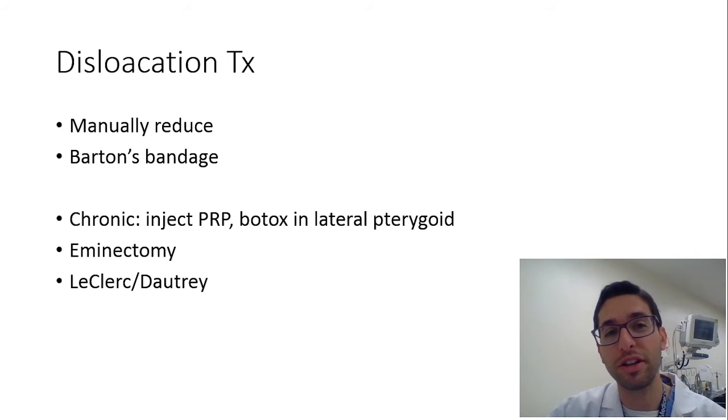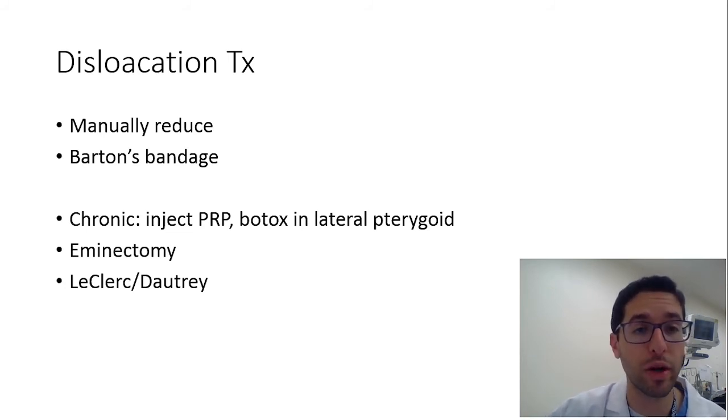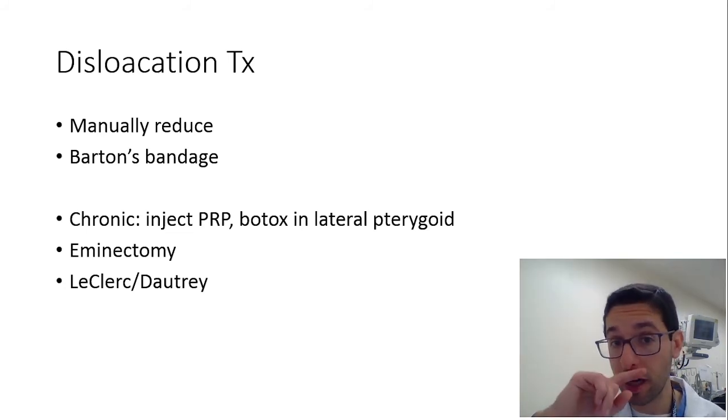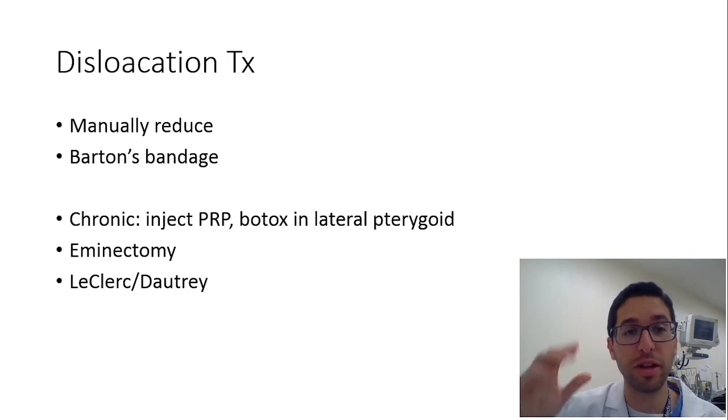And you tell them to prevent excessive yawning, and you tell them to not open too much. What happens if they chronically and just keep repeatedly dislocate? So you can put them in an MMF, that's one option, or you can inject PRP or Botox. You can inject Botox, it's two separate things. You can inject PRP into the joint, and the theory there is anytime you have blood in the joint, you induce trismus. So that's one way of trying to help induce trismus and prevent subluxation.